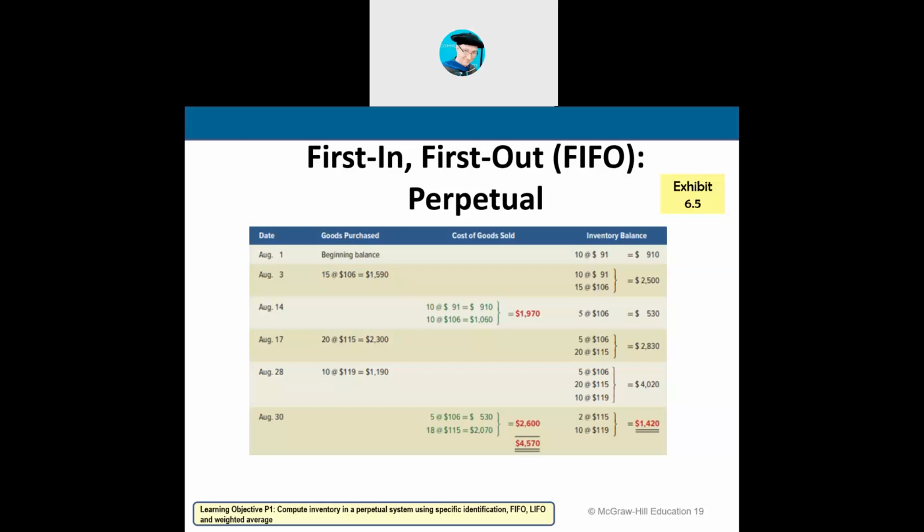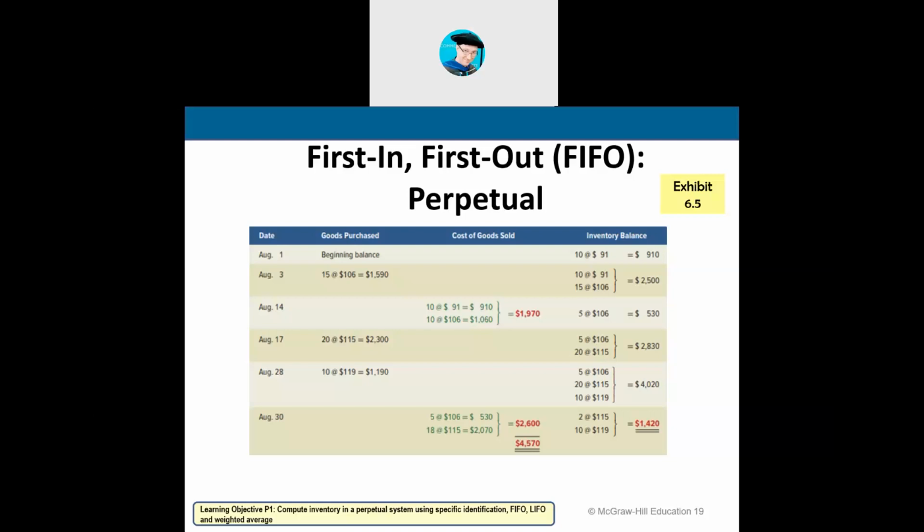We see that this is different from the specific identification system, in which I have 5 units remaining after August 14th at $106. Why 106? Well, I already sold my beginning inventory of 10 at 91, so whatever's left would be 106, obviously. And that would give me $530. August 17th, I purchased some more inventory at $115 apiece, bringing my total inventory to 25.